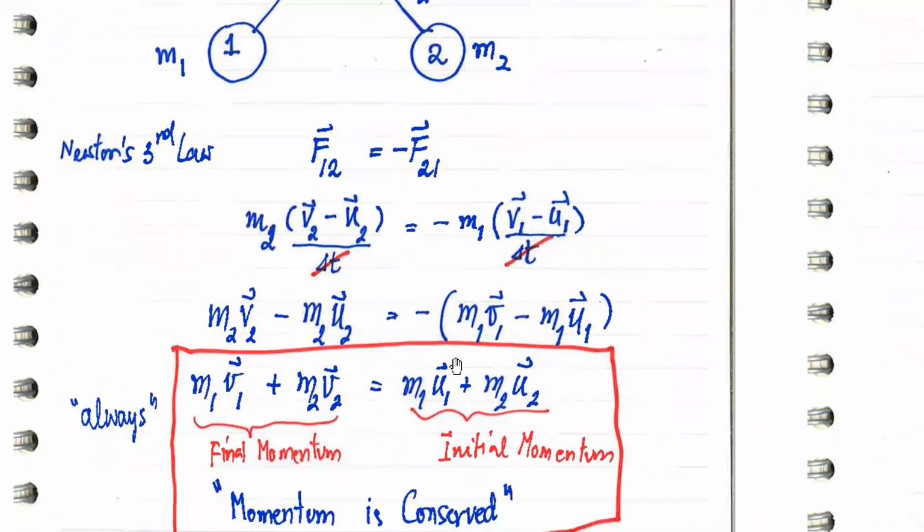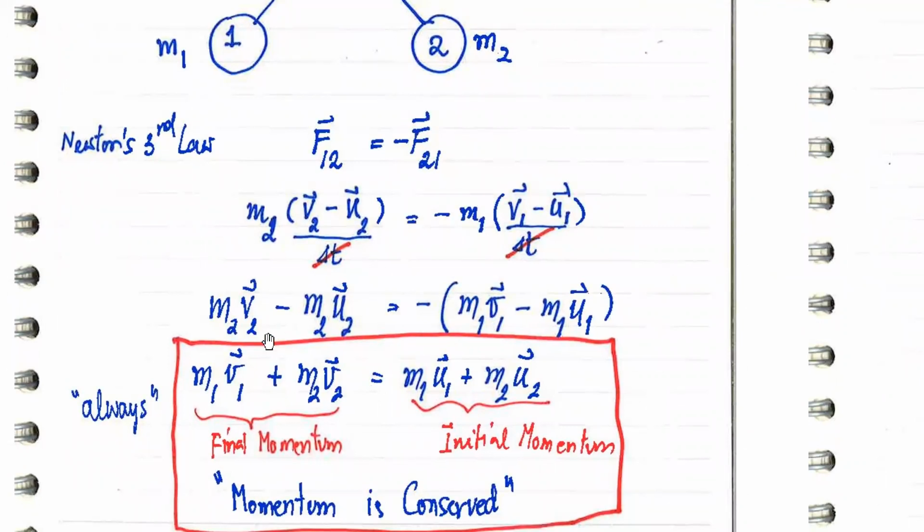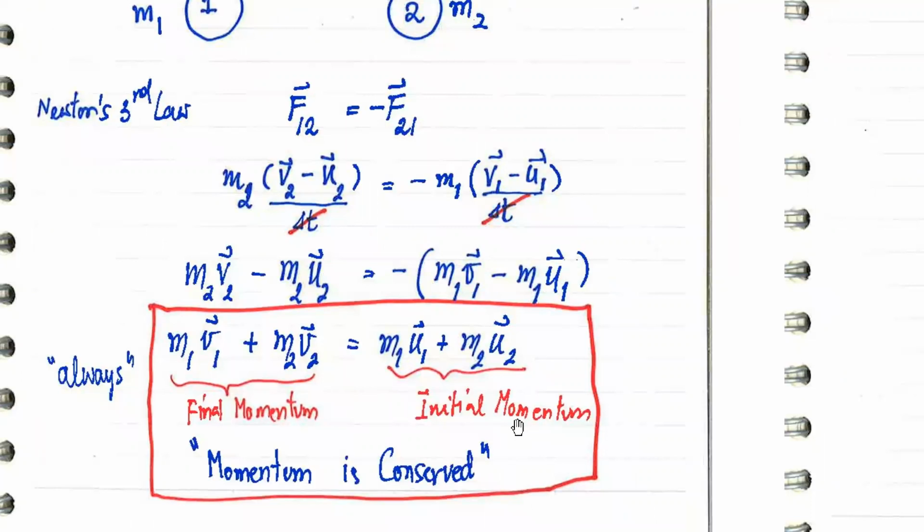And you pull the V's on the same side and the U's on the same side. We see that M1 V1 plus M2 V2 equal to M1 U1 plus M2 U2. And that's the final momentum. Final total momentum is equal to initial momentum. And this means that the momentum is constant. Okay. So during collision, the total momentum is always constant.